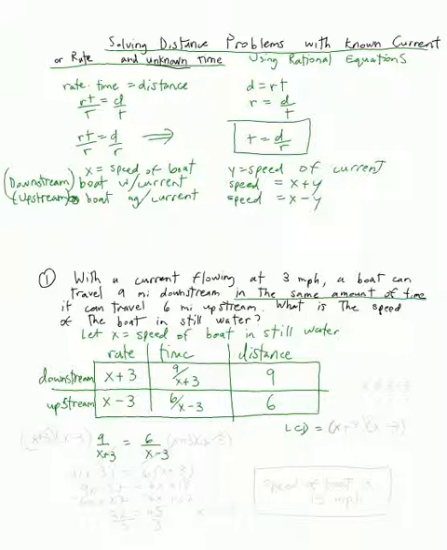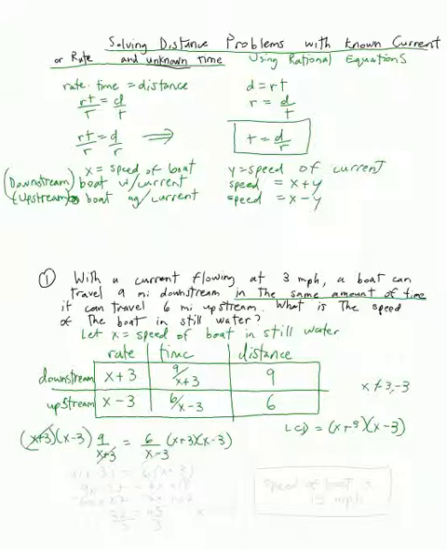The LCD here would be x plus 3, x minus 3. By the way, notice our restricted values, our bad values here are 3 and negative 3. So x can't be 3 or negative 3. We multiply both sides by the LCD, so x plus 3, x minus 3, and we're going to do that on both sides.